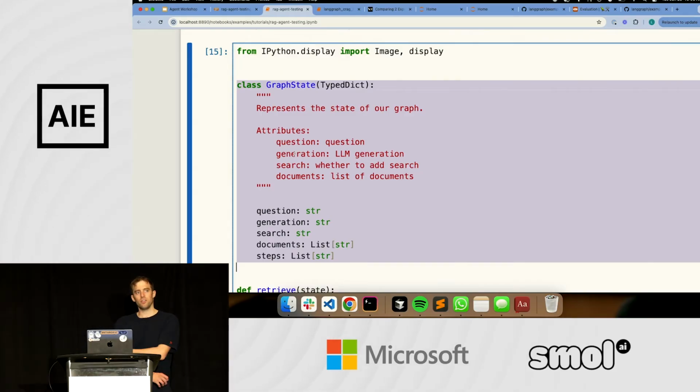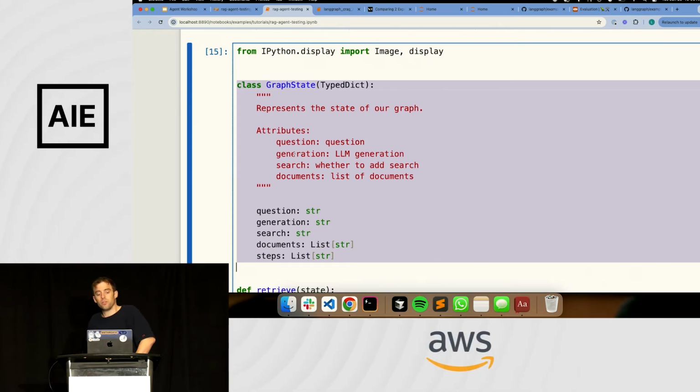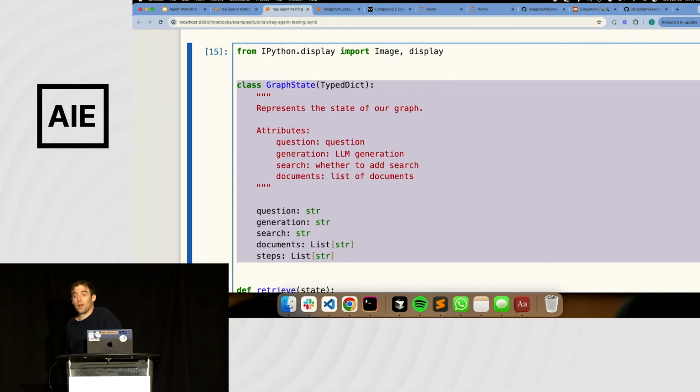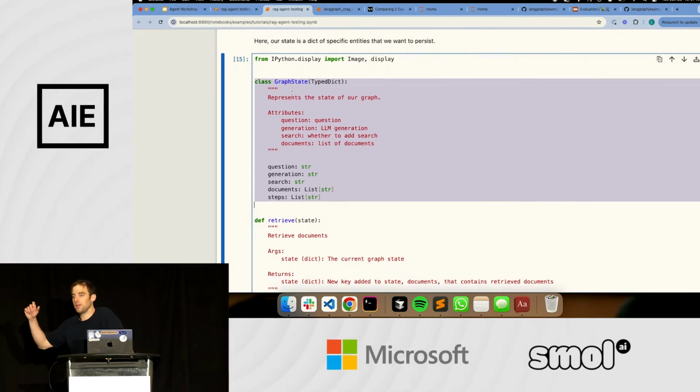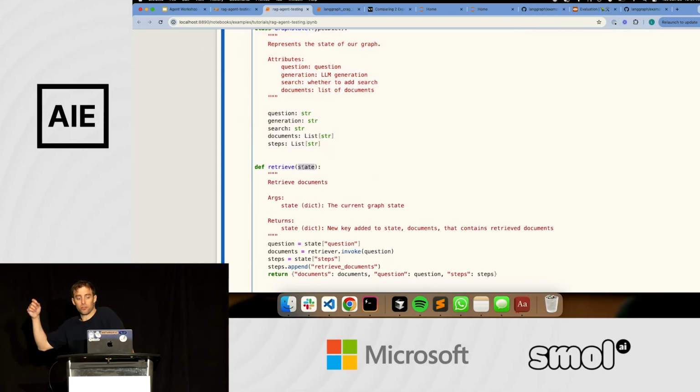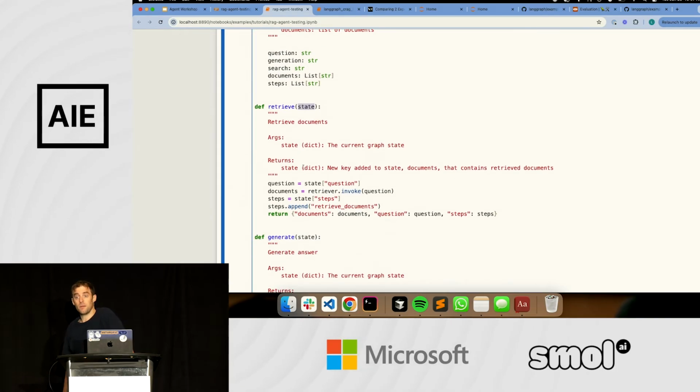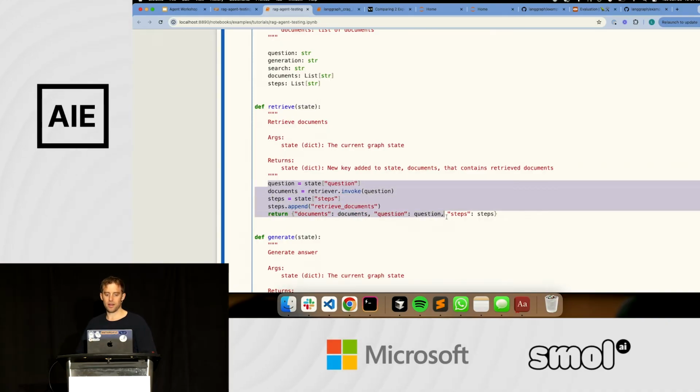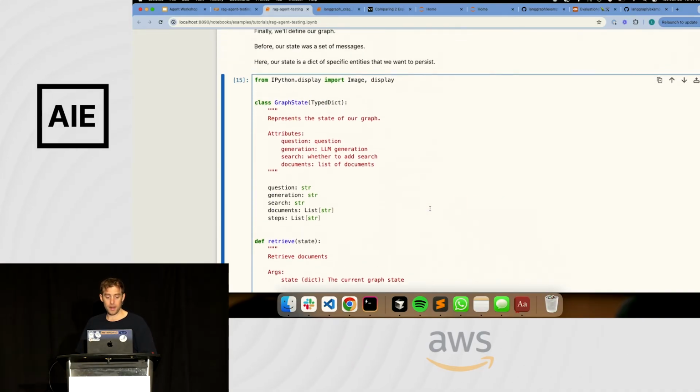So the graph state is basically something that lives across the lifetime of my graph. I typically like to do something as simple as just a dictionary. So basically, this is a RAG graph. And here, I'm basically going to define a number of attributes in my state that are relevant to what I want to do with RAG. A question, my answer generated, whether or not to run search, some documents, my step list. And basically, the idea here is that I define my state up front, and then at every node, I accept state as the input, and then I operate on it in some way and write back out to state.